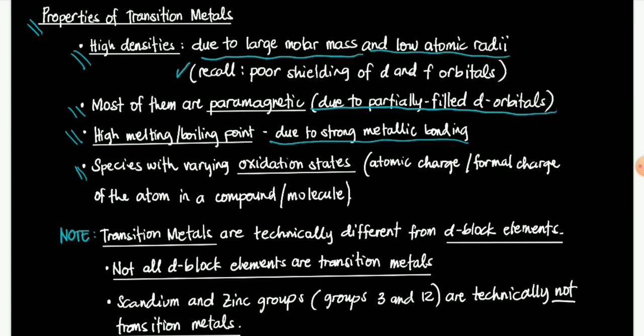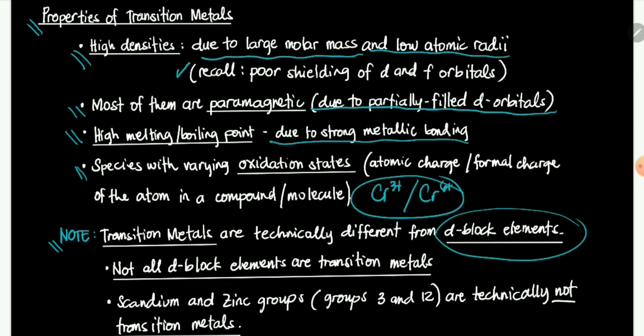Okay? So, pwedeng, for example, yung chromium, pwede siyang maging chromium 3+, pwede rin siyang maging chromium 6+, depende sa environment. So, nag-iiba-iba siya ng oxidation states or may capability sila na mag-possess ng iba't ibang oxidation states. Okay? So, some notes, transition metals are technically different from D-block elements. Okay? So, hindi lahat ng D-block elements ay transition metals because by definition, transition metals have partially filled d orbitals.